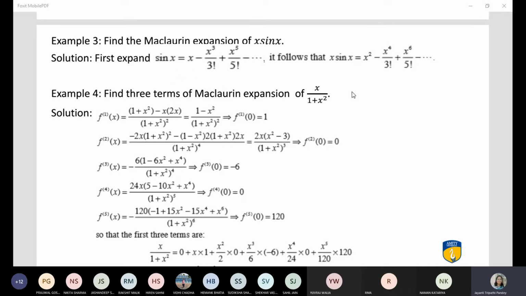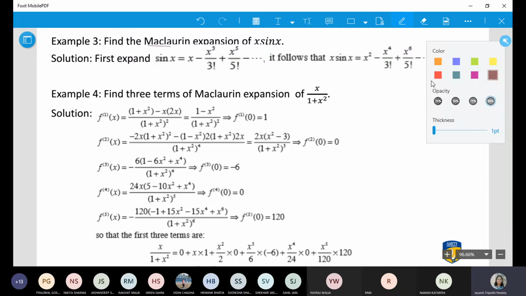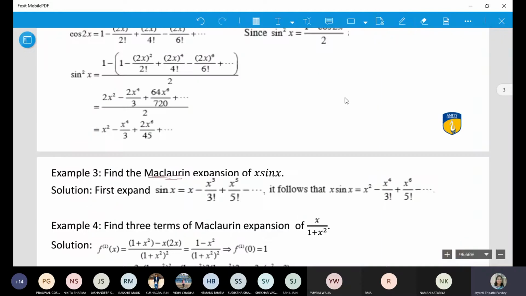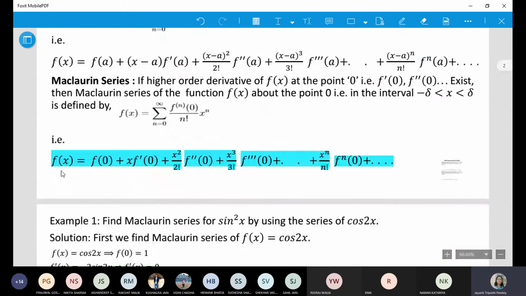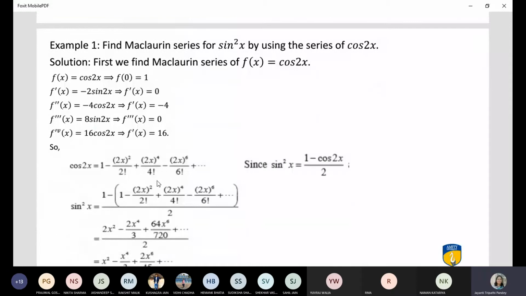Like if you have to do it for sin x, it's very simple, right? How will you find sin x? You are finding the Maclaurin expansion, that means it is about 0. The Maclaurin expansion was this: f(x) is equal to f(0) and so on. So if we have to find f(x), we go for this. There are two ways, so I'll take one way at a time.